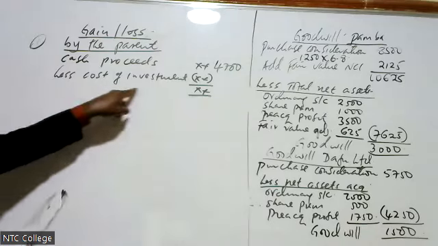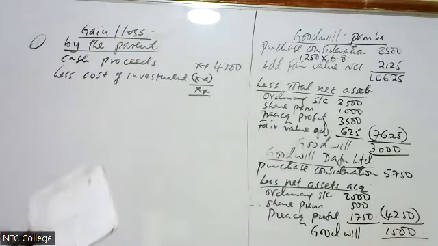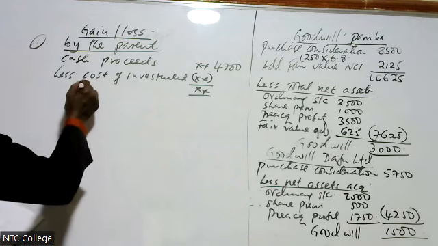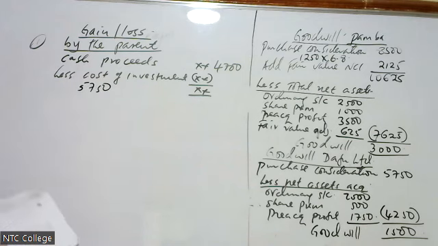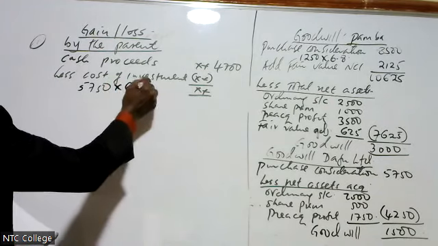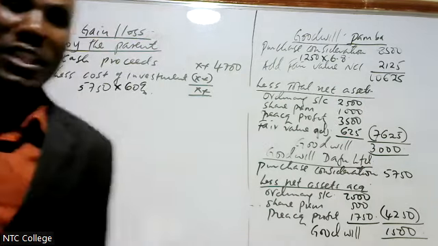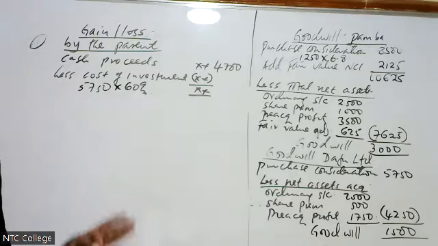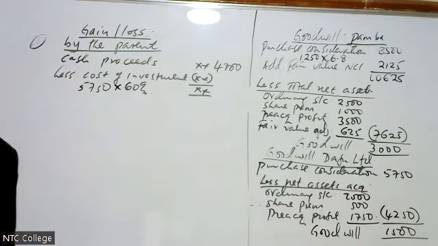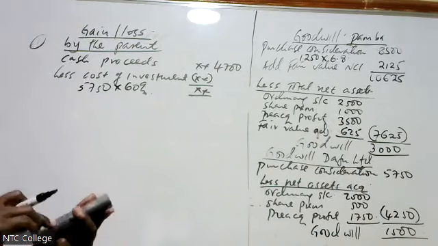Then we come to less the cost of investment. How much did we invest in the subsidiary? Remember, we invested 57.50 cost of investment, but we only disposed of 60% out of 100. We disposed of 60% of the investment. Therefore, how much did we dispose of?